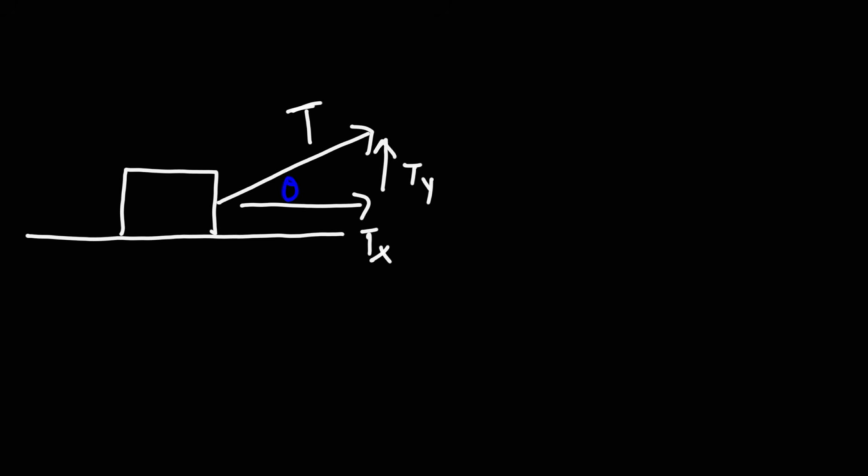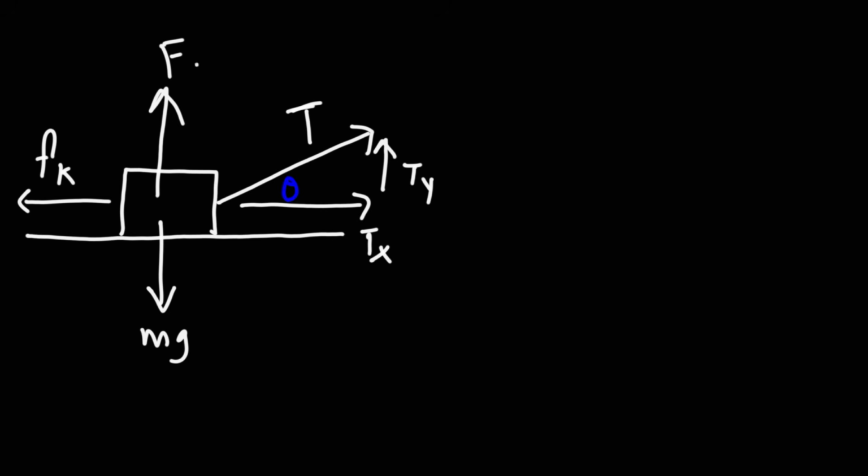Now, if we're pulling the box to the right, and if it's moving, friction, assuming there's friction between the box and the surface, is going to be in the opposite direction. Friction always points opposite to the direction of motion, so it's going to be to the left. We're going to have the weight force, mg, and we're also going to have a normal force, Fn.